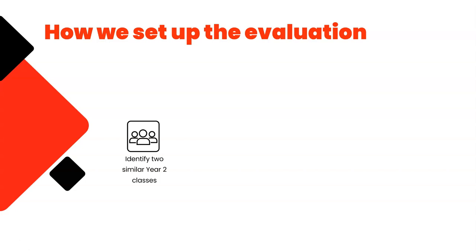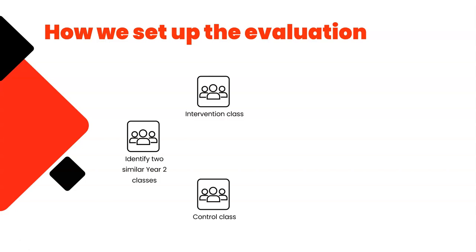So this requires you to identify two similar ability Year 2 classes. Using the What Worked teacher wizard, you will then input the class names and the number of students, and then it will allocate you into an intervention and control for each class.